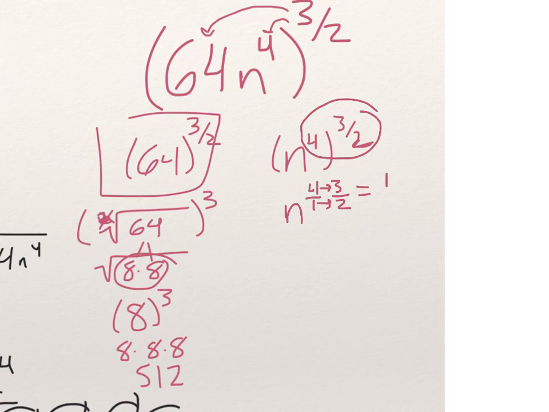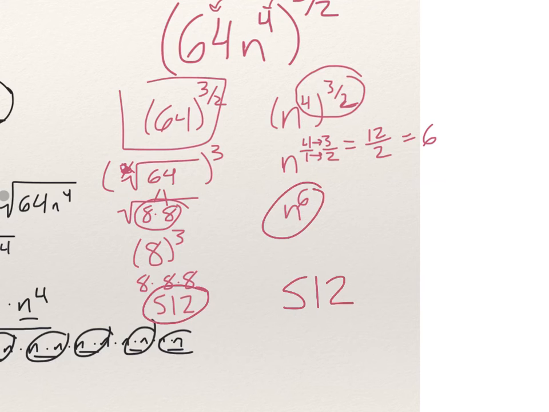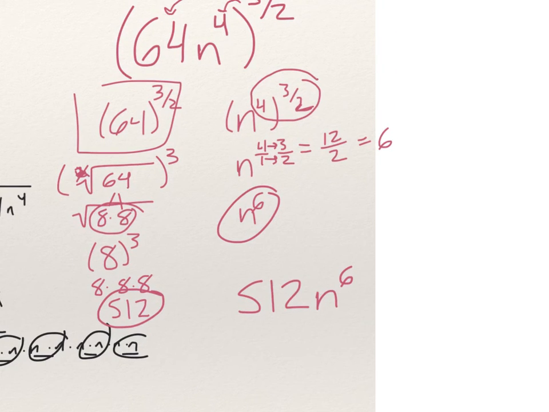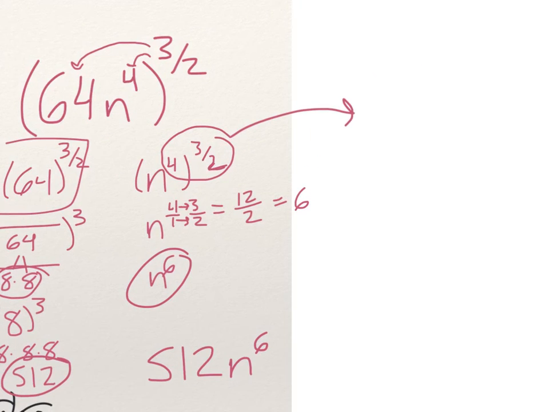So we have 12 over 2 now, and 12 over 2 simplifies to, this is like saying 12 divided by 2, so 6. So this simplifies to n to the 6th power. So we just combine the number we got and the variable we got, so we have 512 n to the 6. So just to do this on the side here, I'm just going to do a random example.